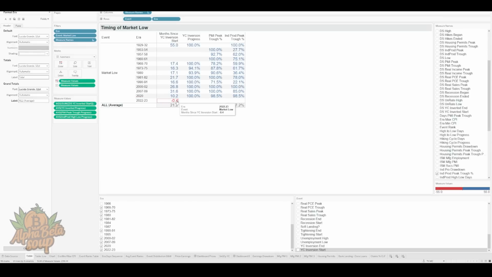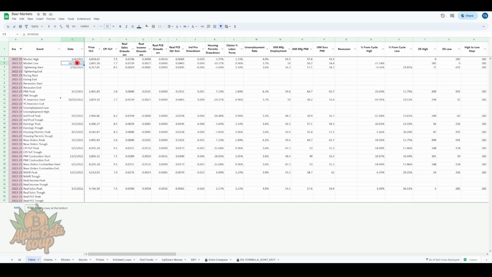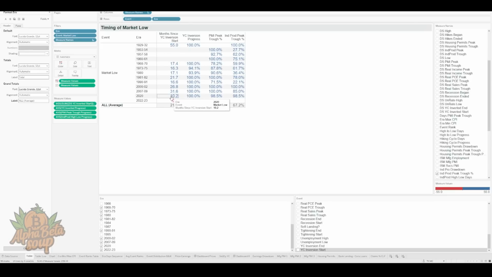It is the only time in recorded history that the low of the market was before the yield curve inverted. The only time. It was half a month before the inversion of the yield curve. It was on October 13th, whereas the yield curve inverted on October 25th. In all other instances, including COVID, we were at least 10 months apart from when the yield curve inverted that we saw the low of the market.